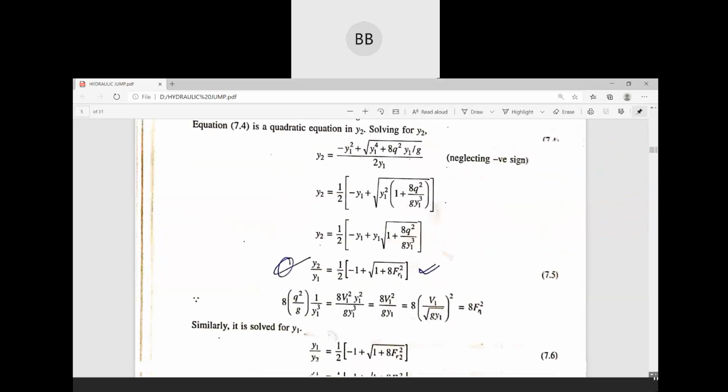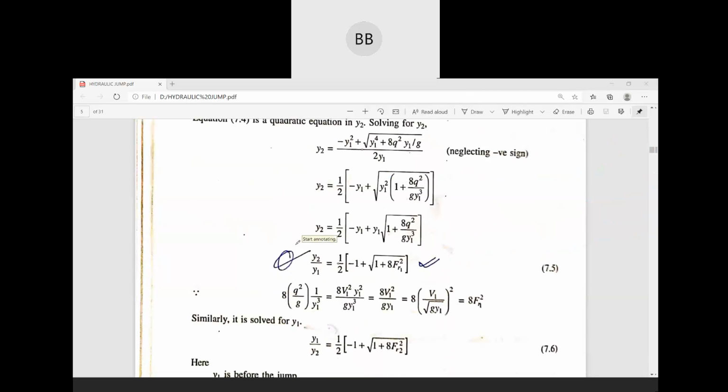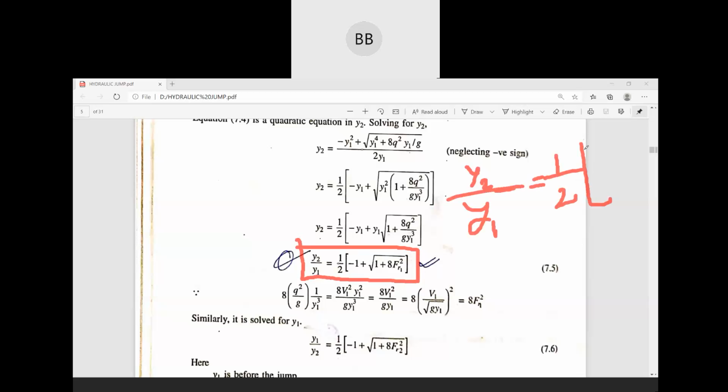You will get this expression. So this part you do on your own, and if you find any difficulties we can discuss later. So if you solve by quadratic equation you will get this expression, that is nothing but your y2 divided by y1 is equal to half into minus 1 plus root over 1 plus 8 Fr1 square.